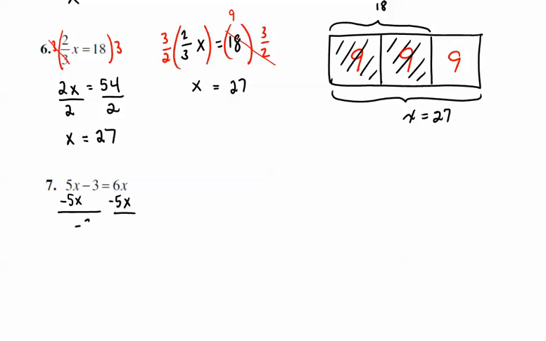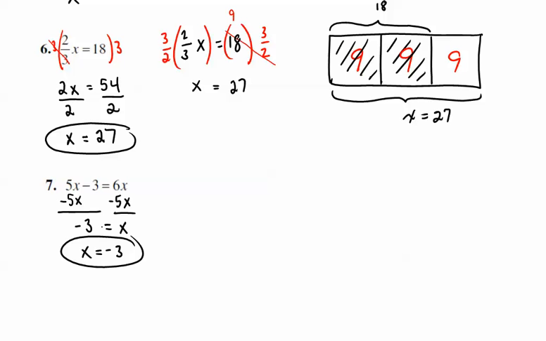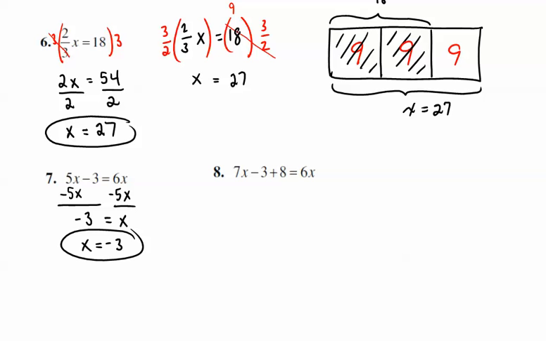And we end up with negative 3 on the left. Now don't forget, this is 6x minus 5x, which is just x. And that's going to do it for number 7. X is equal to negative 3. Just like above, we had x equals 27. Here, x is equal to negative 3. So we'll go on to number 8. Okay, with problem number 8, we also have x on both sides, but we have some other terms as well.